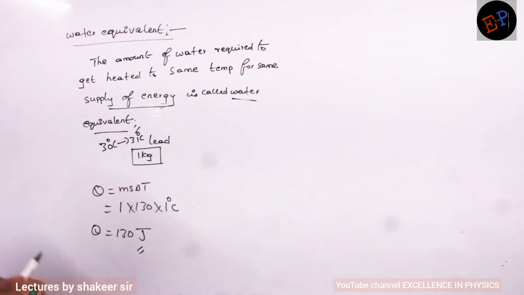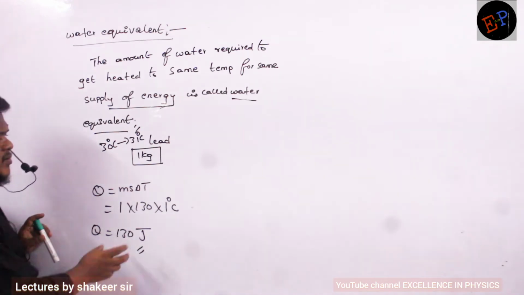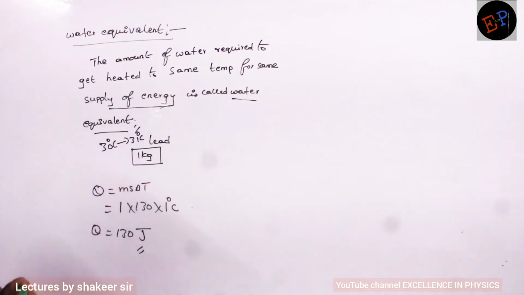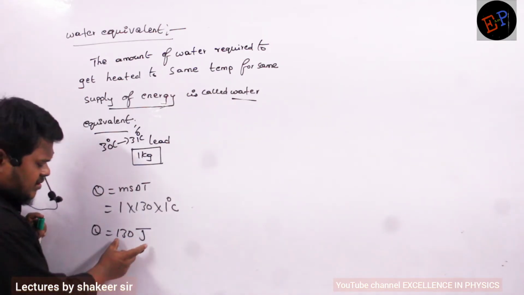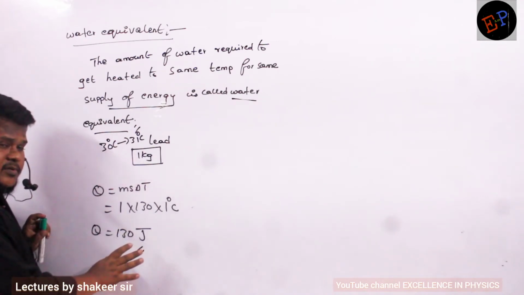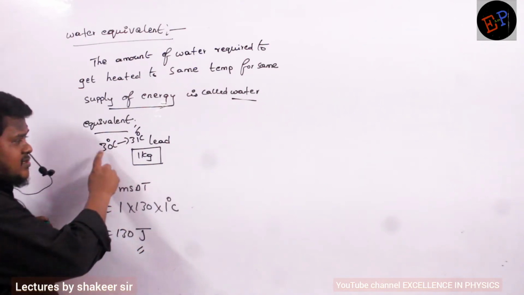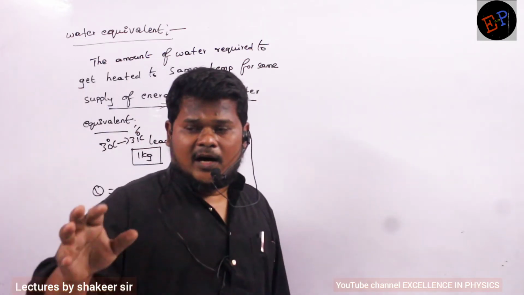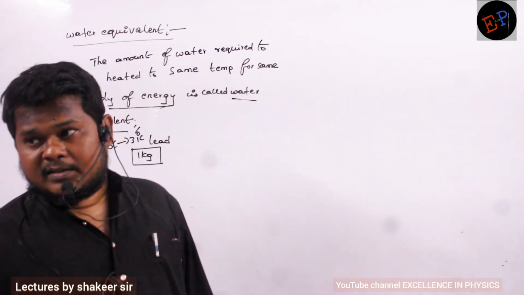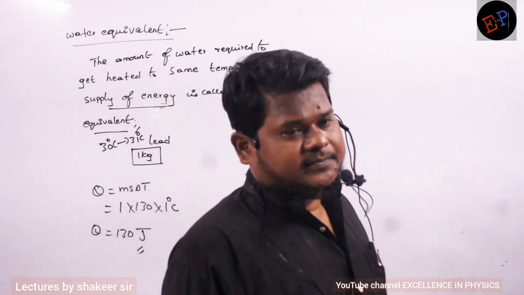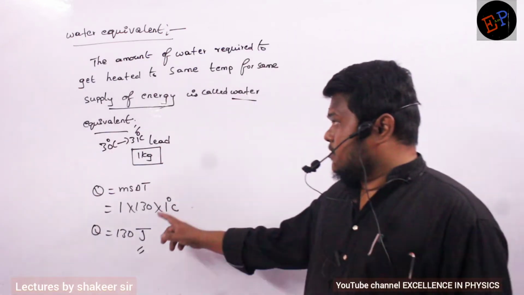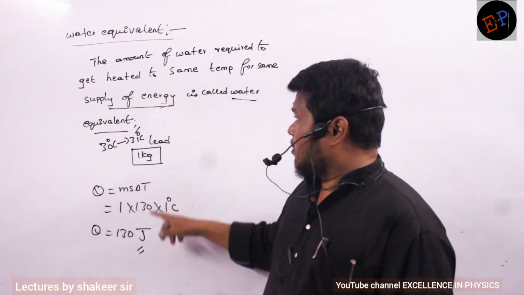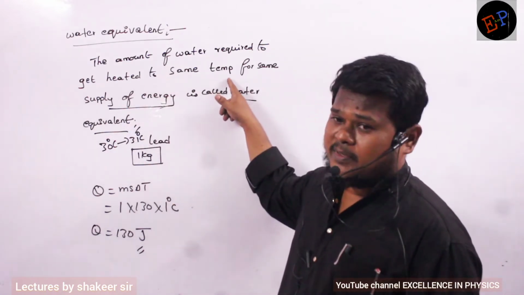Okay. Now what I do is, instead of lead, if I take water, the same heat energy I have to supply. The same 130 joules only I have to supply. Temperature rise also should be 1 degree only. Then instead of 1 kg lead, how much water do I have to take? That is called water equivalent. Understood? It means the amount of heat energy supplied is the same. And what is the rise in temperature? The same rise in temperature.